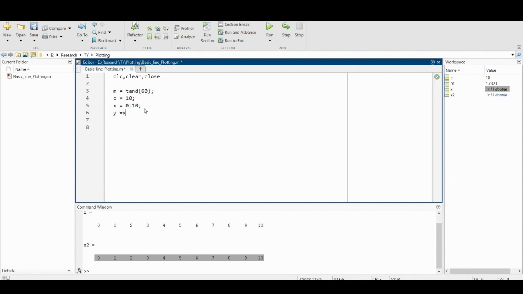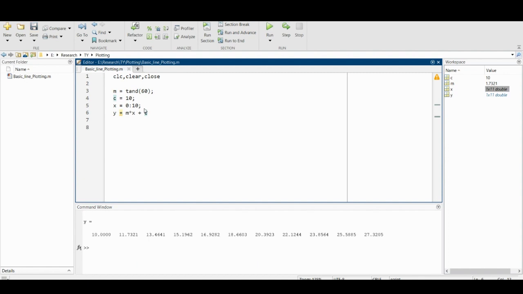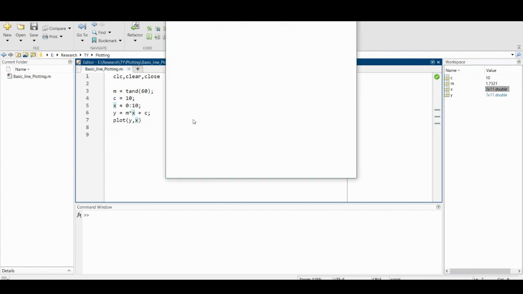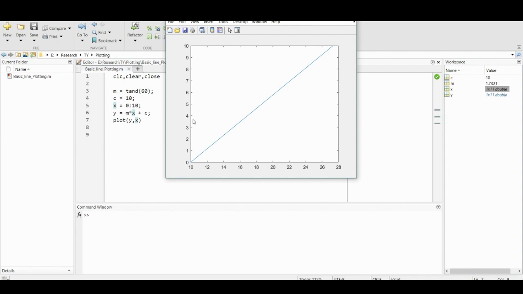And now you're going to just write y is equal to m times x, where x has size 11, mx plus c, and run it. So here are your values of y. Then you're going to plot it by using plot of x comma y. Here is your simple way of plotting y is equal to mx plus c.